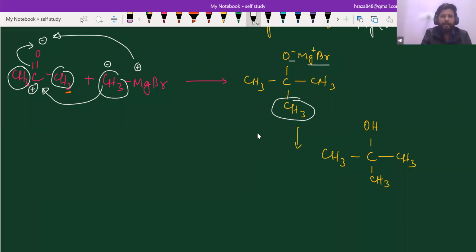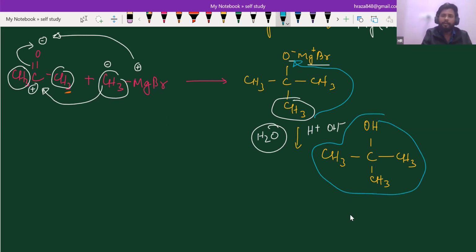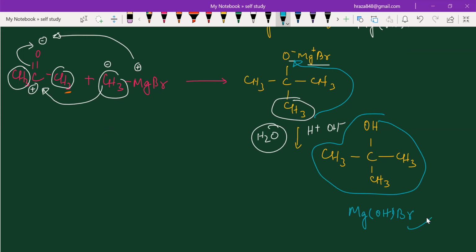And again, if you hydrolyze it, you have two parts in this water, that is H plus and OH minus. So this H plus will be going with oxygen. So you are forming an alcohol, and the negative part is going with Mg. This is the byproduct. Anushka and Ahmad, yes, sir. Understood. Okay.